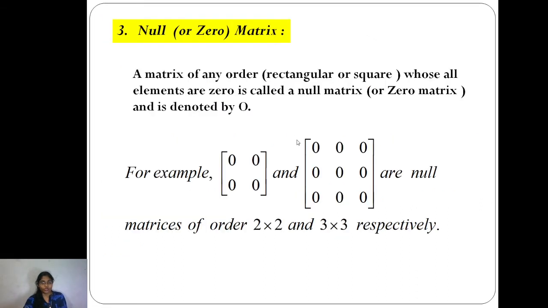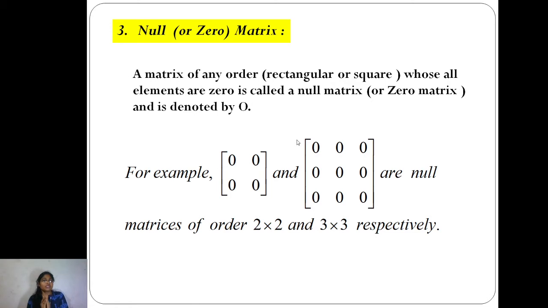Okay, next, null matrix or zero matrix. Null matrix means a matrix of any order, rectangular or square, in which all elements are 0.